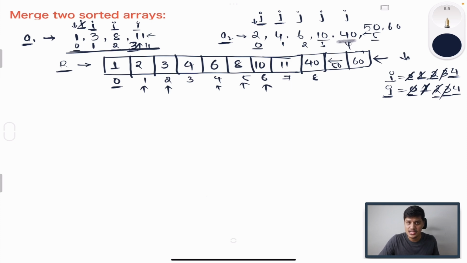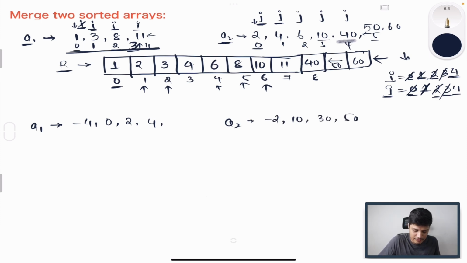Anyway, let me just give one more example of merging of two sorted arrays such that you will have even more clarity. For example, in the beginning, let's just assume the array 1 that I have got has values -4, let's just say 0, 2, 4, and the array 2 that I have got has the values -2, 10, 30 and 50. Now we need to merge array 1 and array 2 in such a way that since both of them are sorted in the ascending order, the resulting array also should be sorted in the ascending order only.